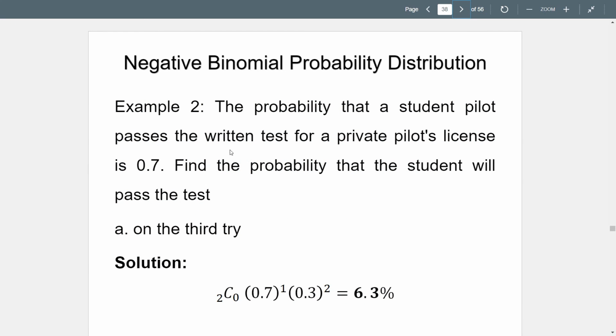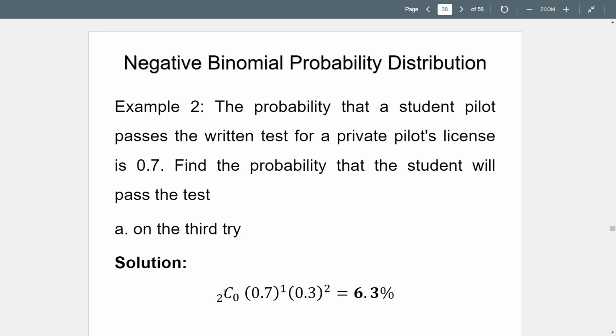Another problem: the probability that a student pilot passes the written test for a private pilot license is 0.7. So fail will be 0.3, so 1 minus this success is 0.3. Find the probability that the student will pass the test on the 3rd try. So, 3rd try.